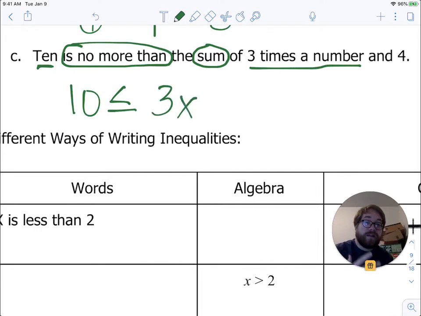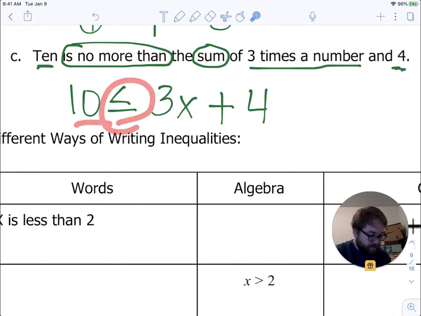If we don't know what the number is, we just call it a variable. So 3 times a number x, we write just with a number and a variable together, and 4. So the sum of 3 times a number and 4. I'm going to put my plus sign here because it's talking about the sum of 3 times a number and 4. So you're adding 3x plus 4. So this is 10 is no more than the sum of 3x plus 4.